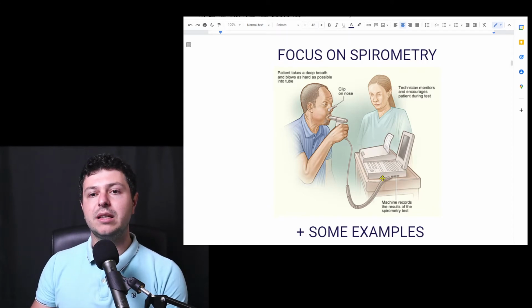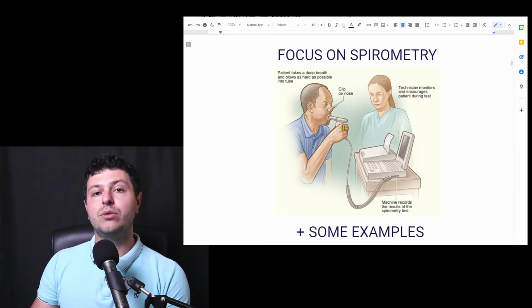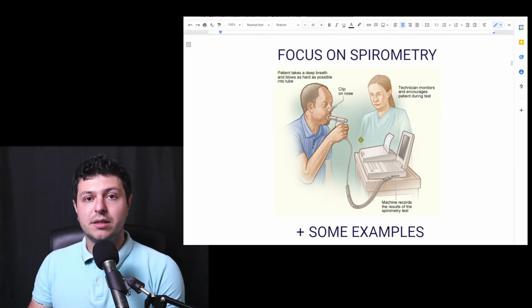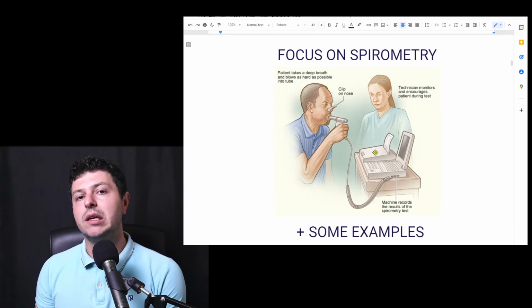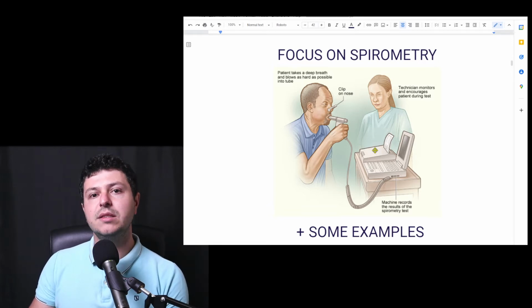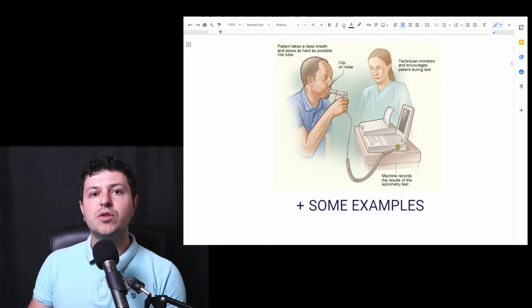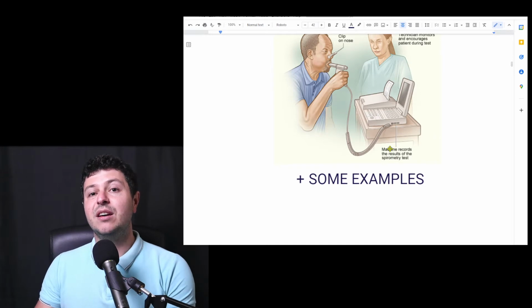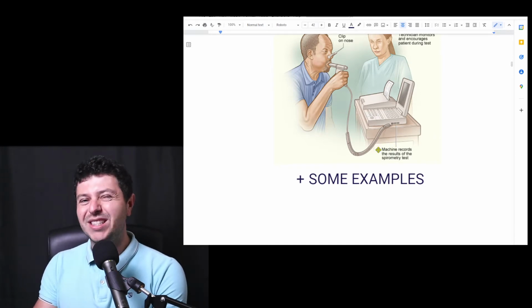It's a machine that records airflow through this mouthpiece. That's all it does. But this maneuver has to be done in a specific way in order to get accurate results that we can actually interpret, because we are trying to measure some very specific things, and I'll show you in a minute. I'll also give you some examples towards the end of what's normal, what's abnormal, and why it's a little bit tricky sometimes.